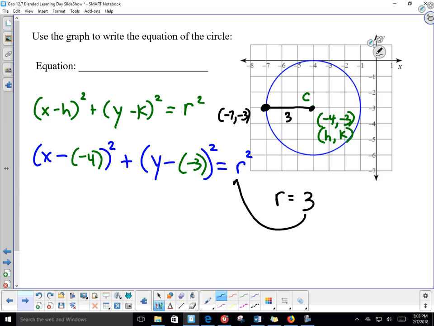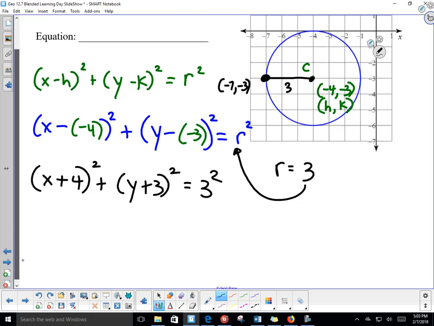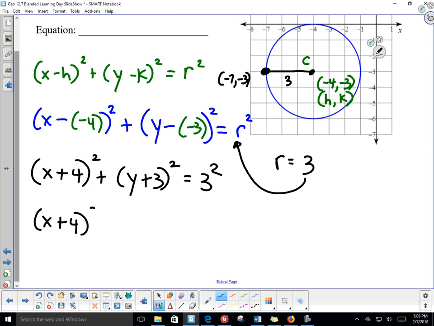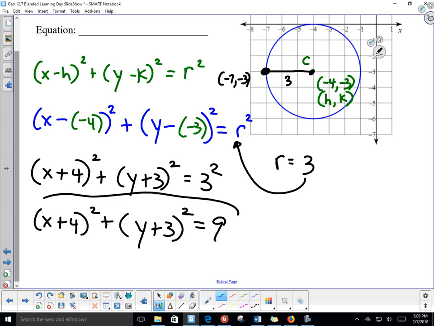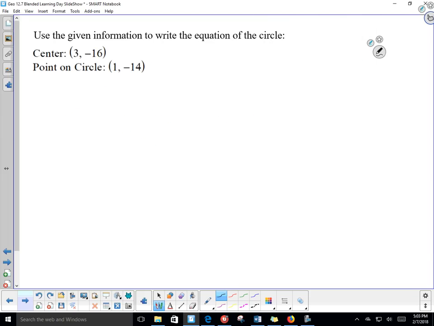So I'm going to plug in 3 for r, and that means I'm going to have x minus a -4 is x plus 4, quantity squared, y minus a -3 is y plus 3, quantity squared equaling 3 squared, which is 9. So my final answer for this problem is going to be x plus 4 quantity squared plus y plus 3 quantity squared equaling 9. And that's the equation of that circle that's graphed there.